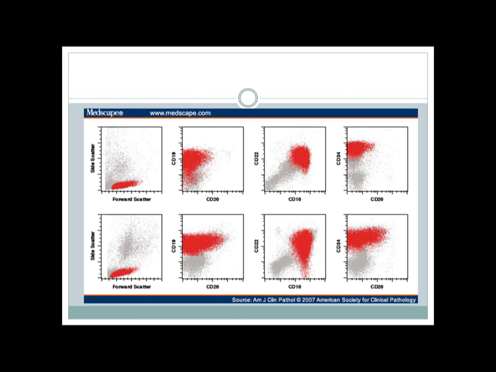It also tells us one more thing, that ALL can be of two types, B cell variety and T cell variety. B cell is better, B for better. The B cell variety has a better prognosis, and the T cell variety has a poor prognosis. If you want to differentiate between a B cell variety and a T cell variety, you can't differentiate from a blood film or bone marrow. You have to do something called immunophenotyping or flow cytometry.